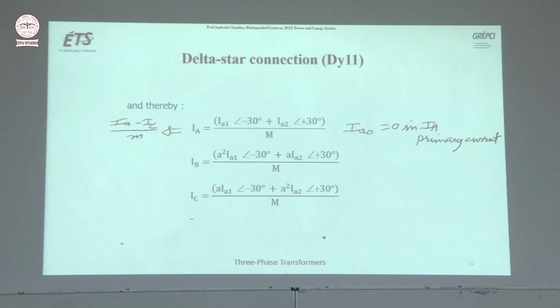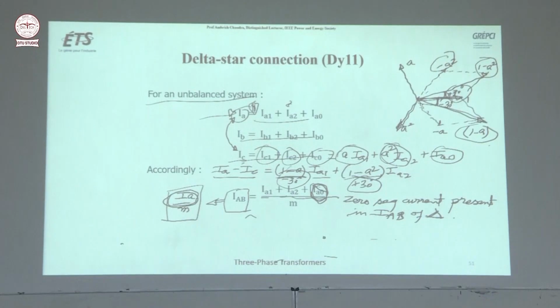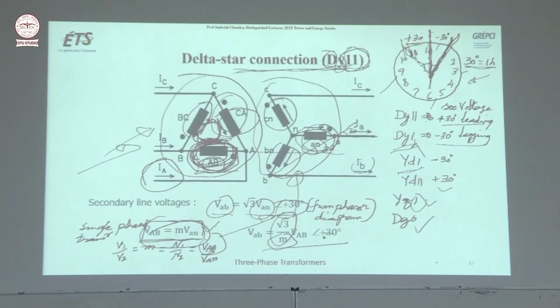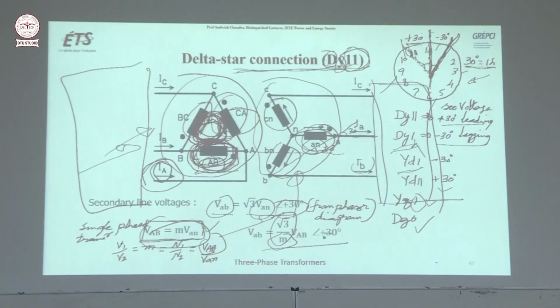But if you calculate IA using this equation, zero sequence currents are absent here. It means in this transformer, if you have a non-linear load here, unbalanced non-linear load, so you have all kinds of harmonics and sequences, then zero sequence currents, third harmonic, they are trapped here, but they are not polluting the network here if you are using delta.